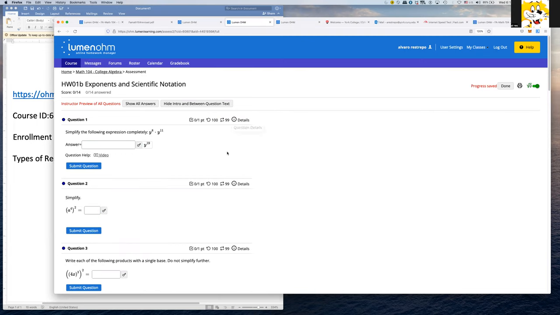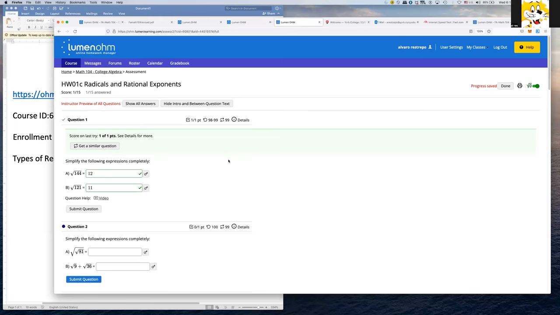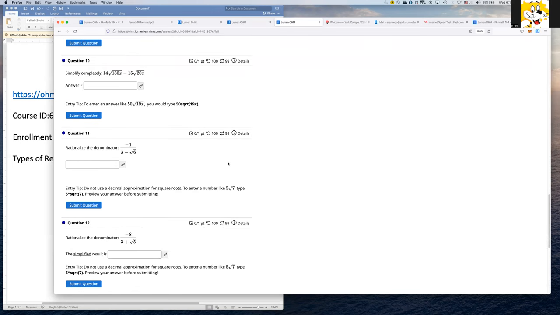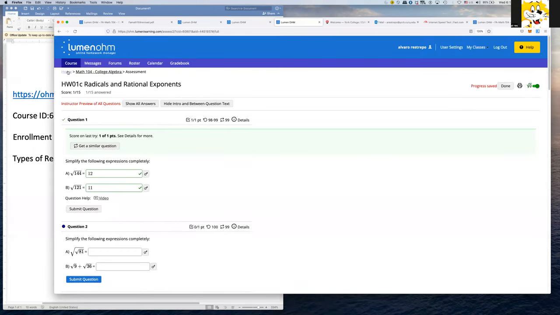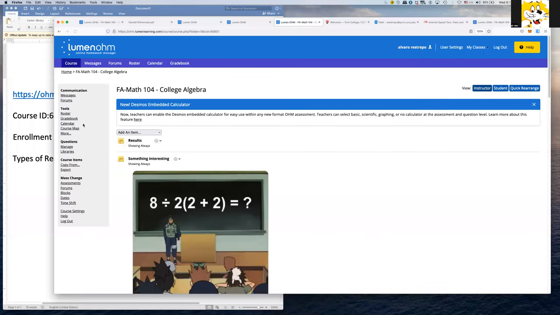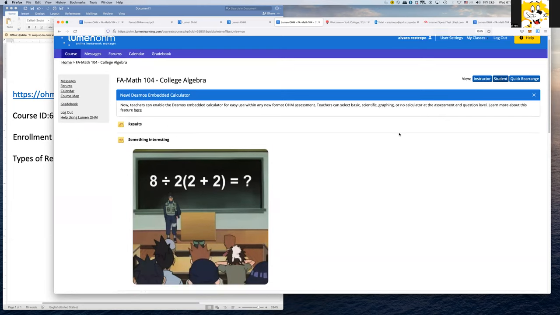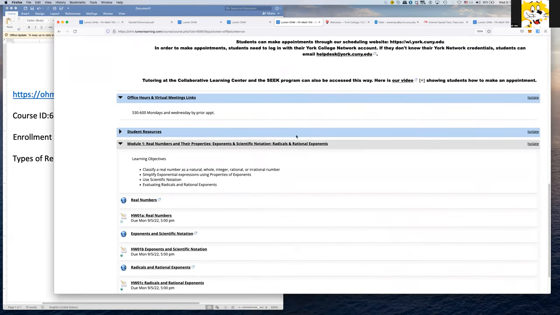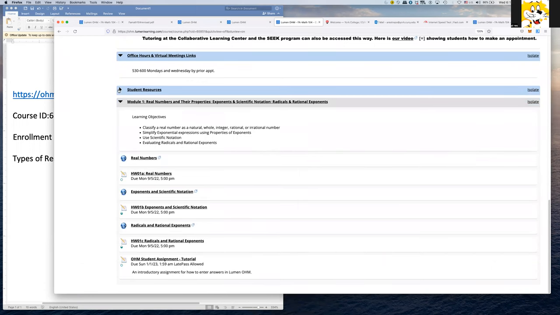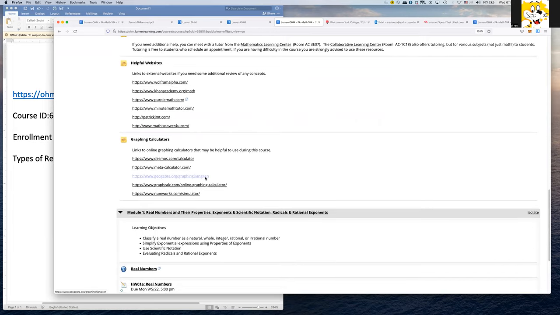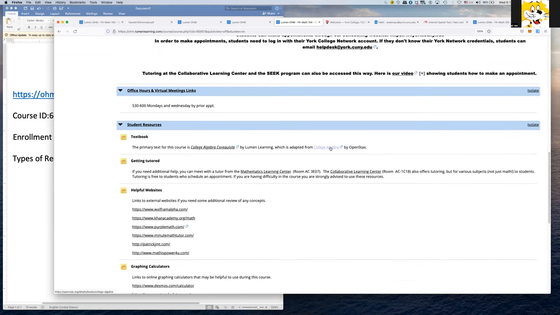All right, so let's keep going. Homework 1C, radicals and exponents. There are no word problems here, so that's okay. The other thing I wanted to show you was the book. The book is very important, right? So let's take a look at the book. The book is under student resources. Student resources has helpful websites, graphing calculators, it has some good stuff. So let's take a look here at what the book looks like.